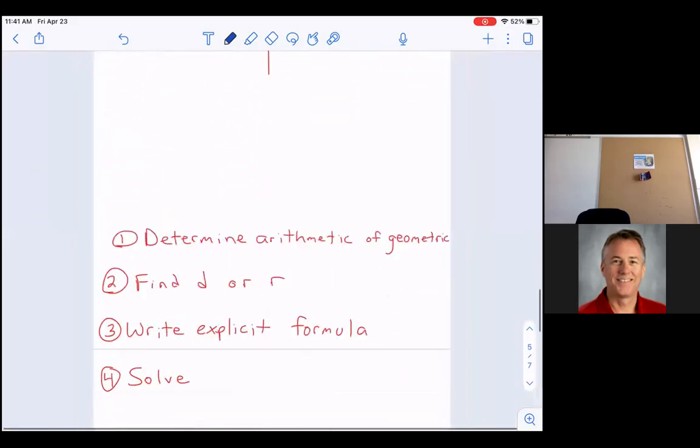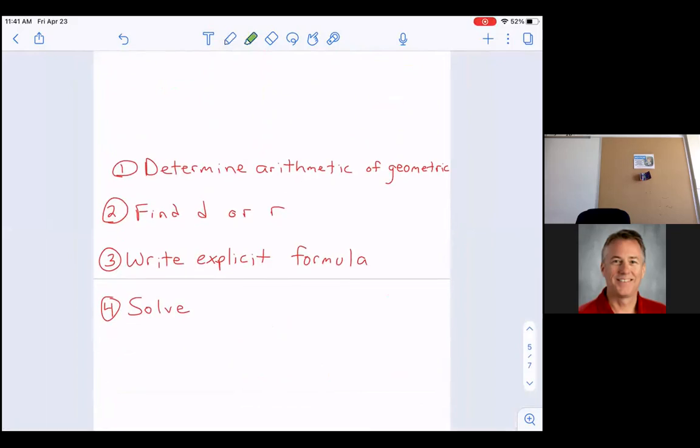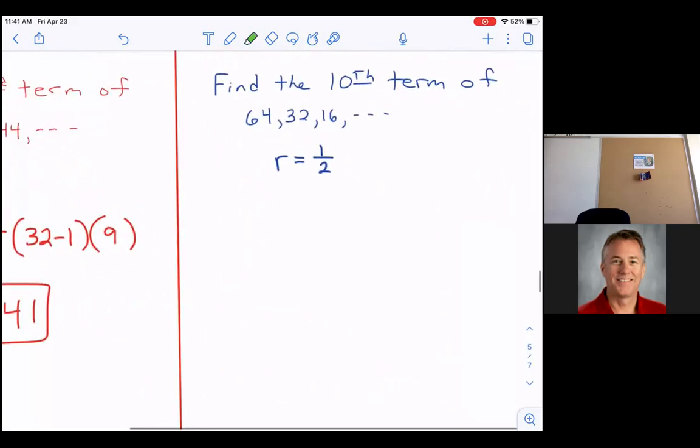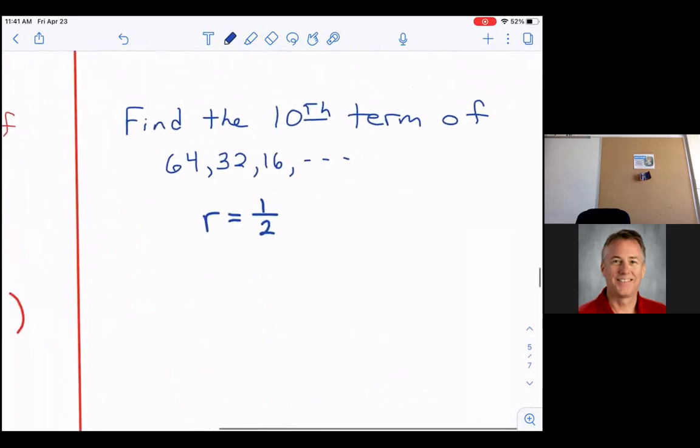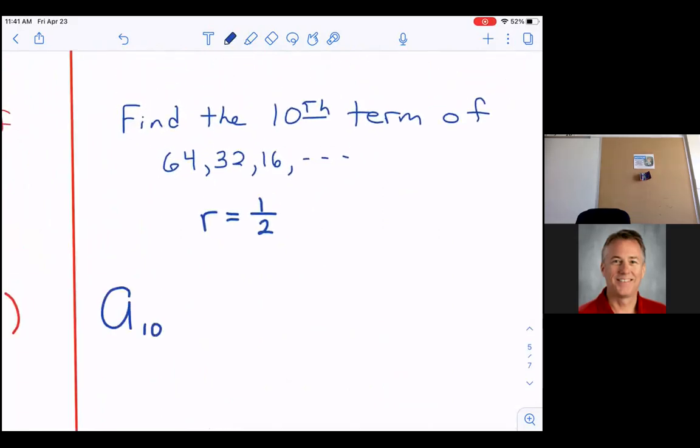All right, so I determined it was geometric. I found R. Now I want to write the explicit formula. So that means I'm going to do a sub 10, to find the 10th term, is equal to a sub 1, which was the first term, 64, times our R, 1/2, to the n minus 1, or 10 minus 1 power.